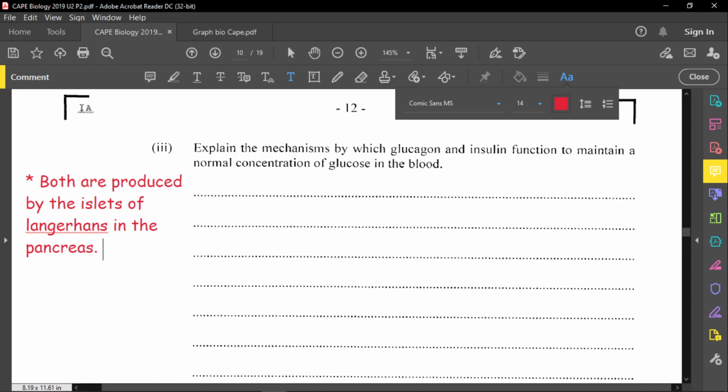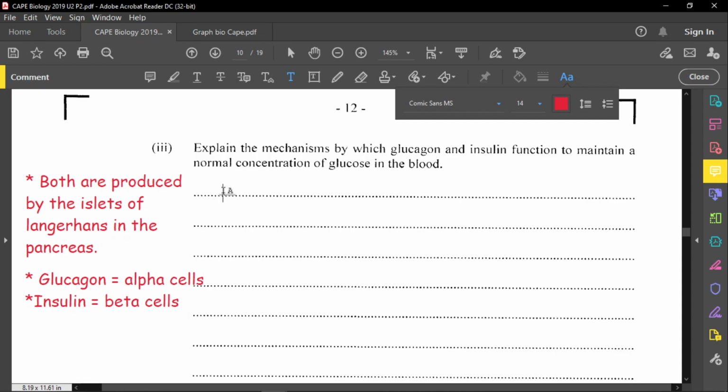All right, and so it's very important for us to note that. What I also want to point out is that they're also produced by specific parts within the pancreas as well. And so I'm going to make a note right here that glucagon is produced by what I call the alpha cells. So these are produced by the alpha cells, just to make a note there. And insulin is produced by the beta cells, okay? Just to make a note right there.